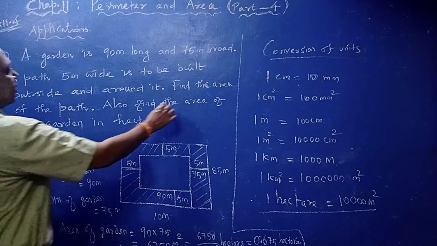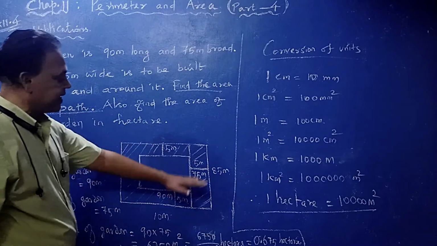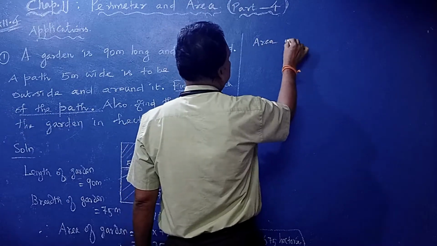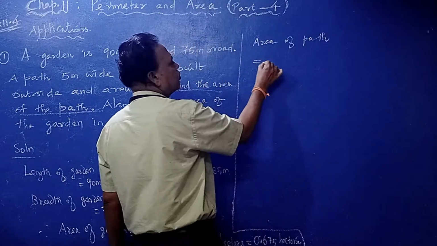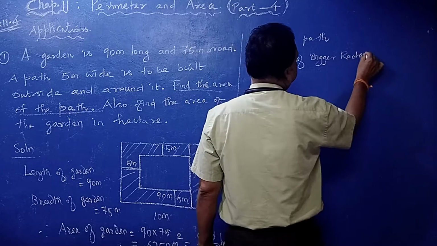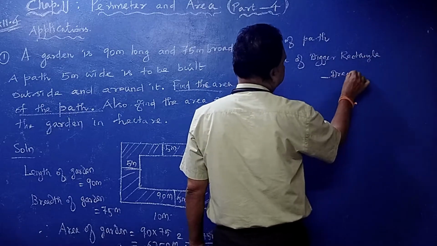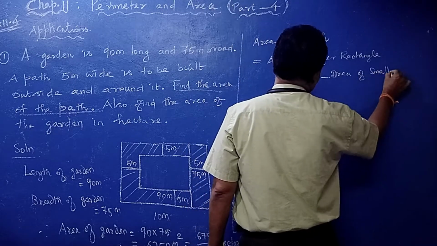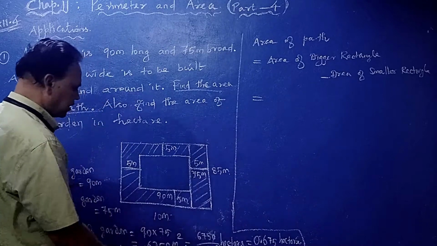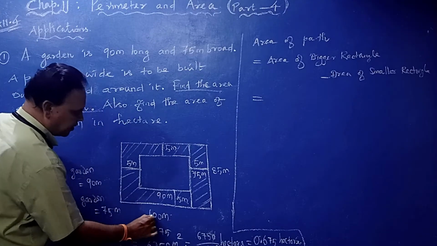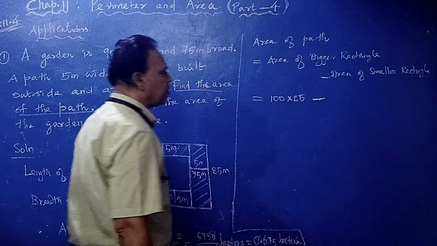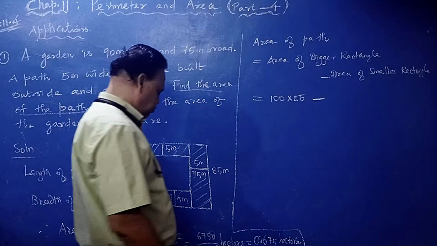Next, you have to find out the area of the path. Area of path is the bigger rectangle area minus the smaller rectangle area. Okay. Area of path equal to area of bigger rectangle minus area of smaller rectangle. So area of bigger rectangle is what? 100 meter into 85 meter. 100 into 85, minus area of smaller rectangle, already we have done, 6750.